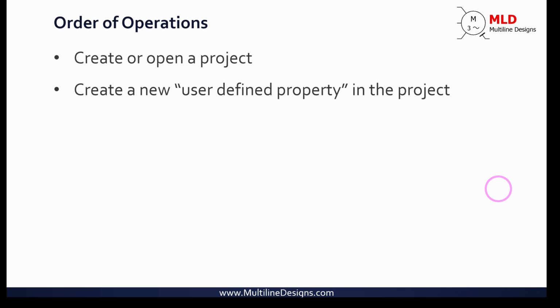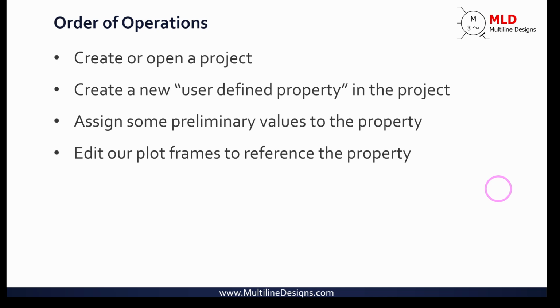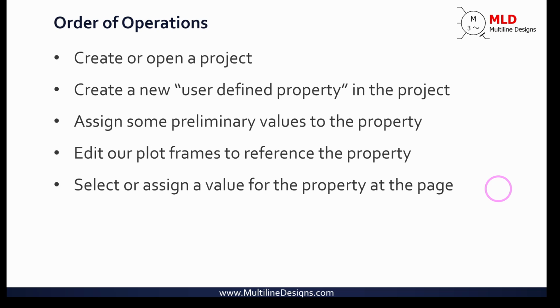All right, next, we'll create a new user-defined property in the project. There's a special place to do this that you may not be familiar with. I'll show you where it is. We'll assign some preliminary values to the property. This is not necessary, but it is a key part of what I'm showing you today. We will then edit the plot frame to reference this property so it can display it. And then we'll select or assign a value for the property at the page.